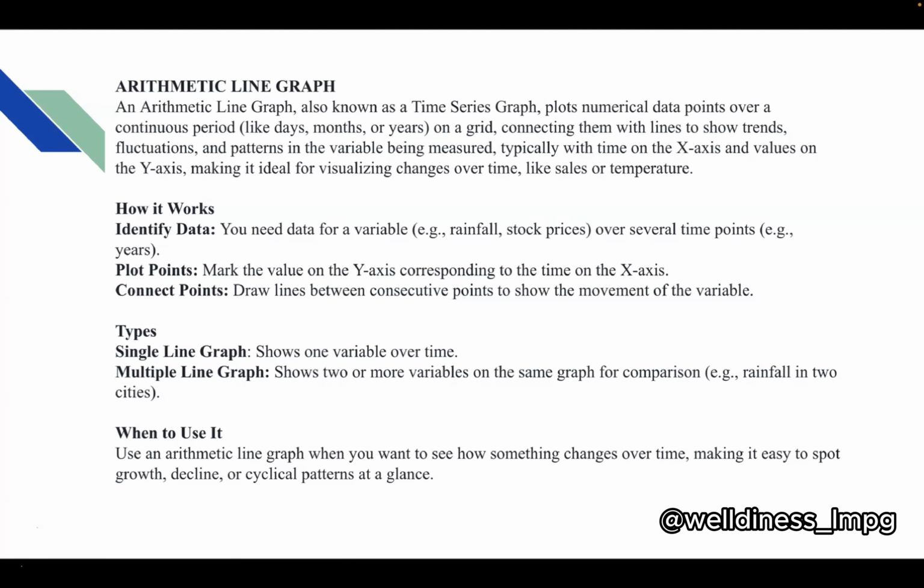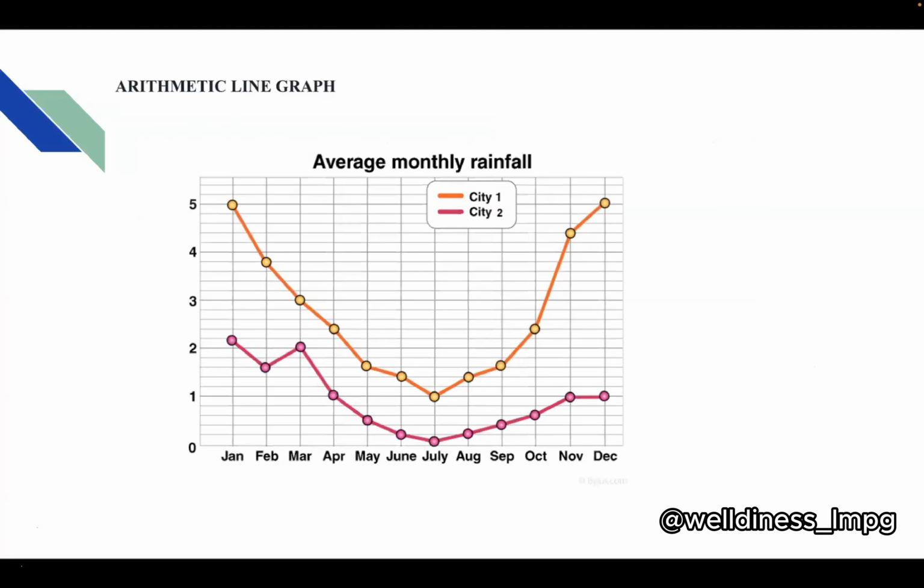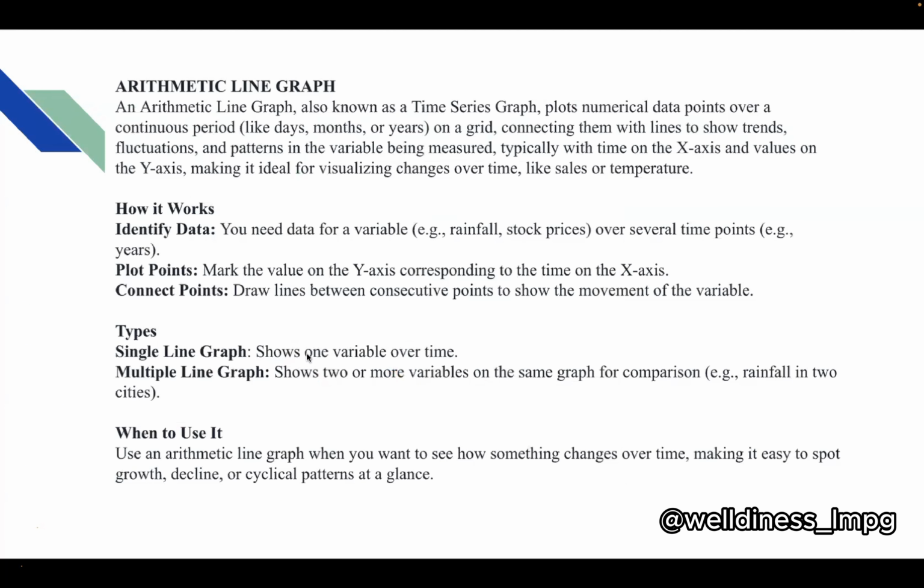Now, types. We have the single line graph, which shows one variable over time, and we have the multiple line graph, which shows two or more variables on the same graph for comparison, e.g. rainfall in two cities. Now, when to use it? We use an arithmetic line graph when you want to see how something changes over time, making it easy to spot growth, decline, or cyclical patterns at a glance. So if you remember, what are the two examples? Single line graph and multiple line graph.